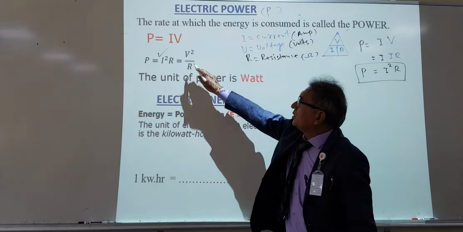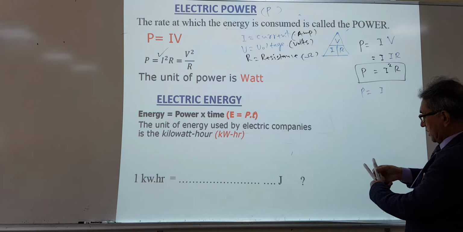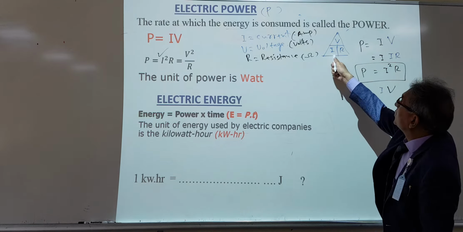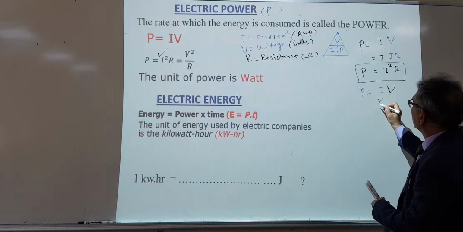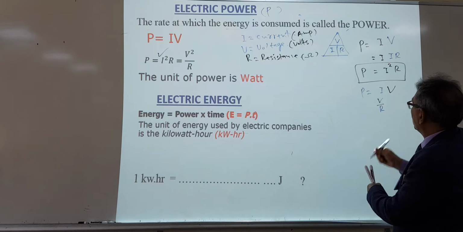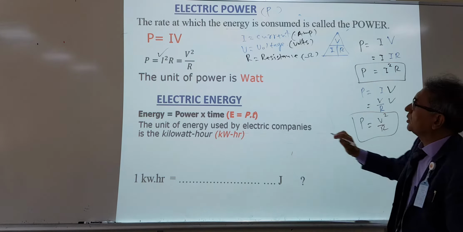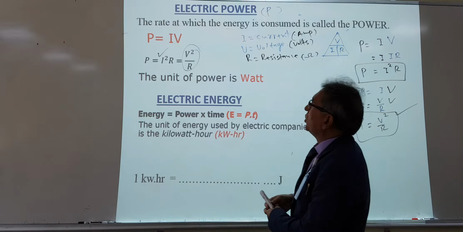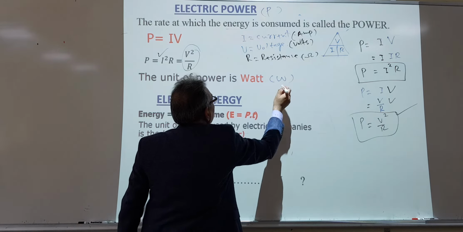Now, how did I get this second one? So again, P is equal to I multiplied by V. So I is equal to V over R. So V I already have here. So another expression for the electric power is V square over R. This one which I showed to you here. The unit of power is watt, by the letter W.